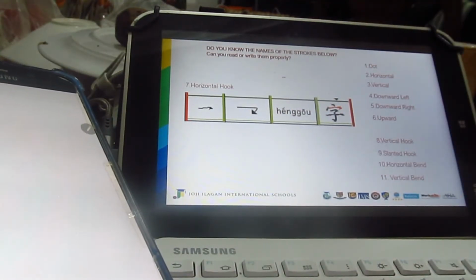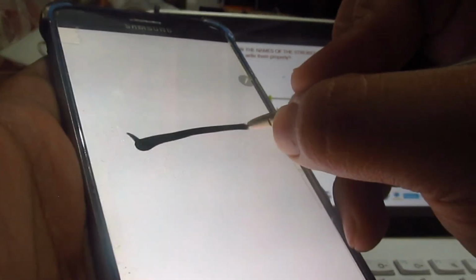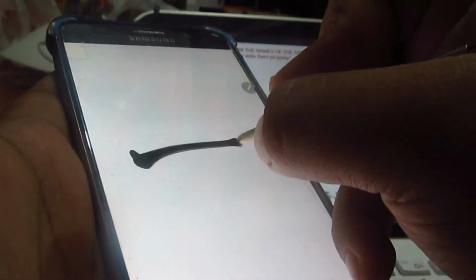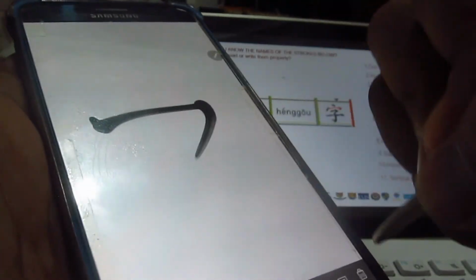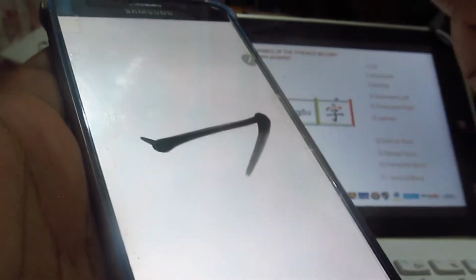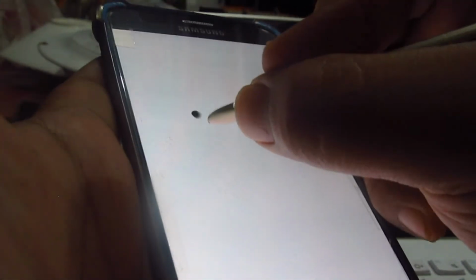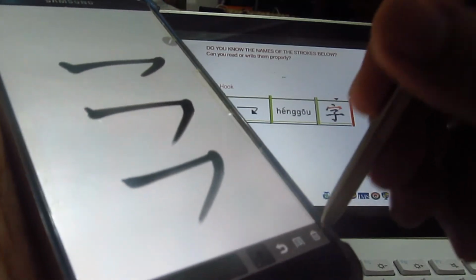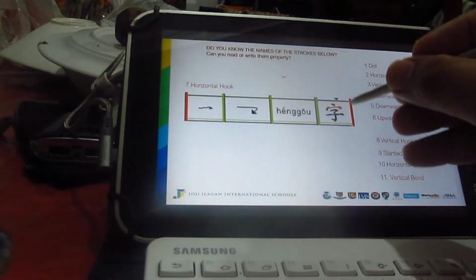Let's go to the horizontal hook stroke, or hengkou. So it's just like writing a horizontal line, and then you put a hook at the end. Hengkou, hengkou. Okay, that's hengkou. And the example character here is zi, or character.